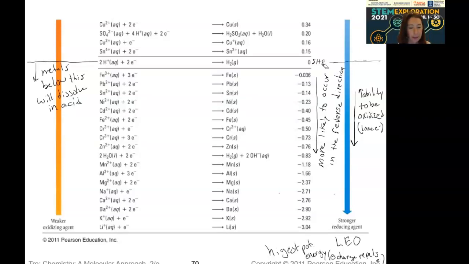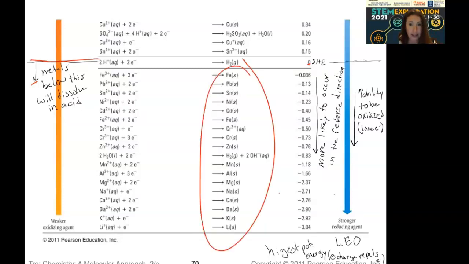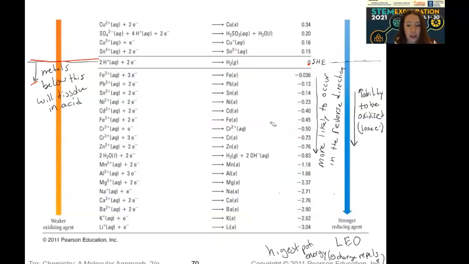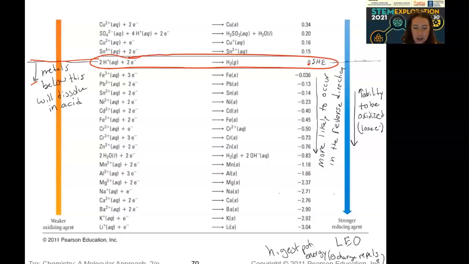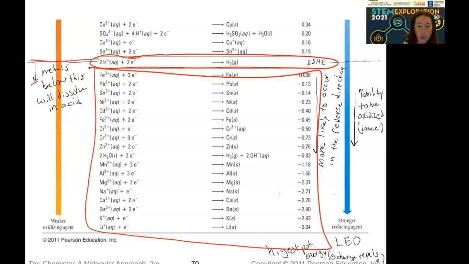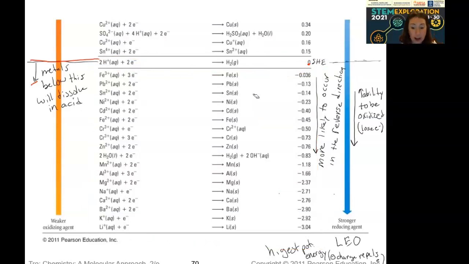So the hydrogen line is at 0. Any metal below this will dissolve in acid. So we can get all of these to oxidize in an acid. Remember, oxidize, lose electrons. So these are all going to flip in an acid, because this is like hydrochloric acid right here. So if this one goes forwards, then all of these paired with it will go backwards, meaning they'll all be oxidized, going from the solid to the aqueous states.